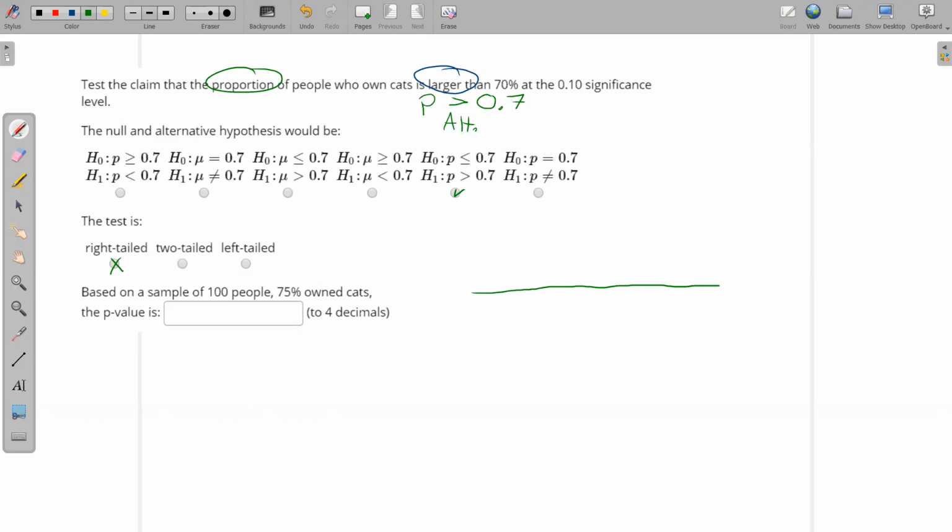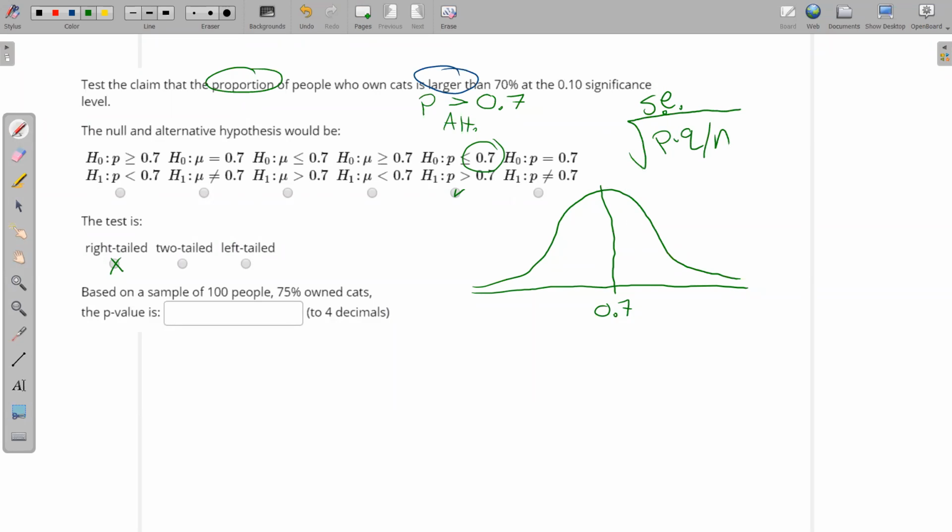So quick picture here. I hope you're drawing pictures all the time now. The null hypothesis value is what goes in the middle for a hypothesis test. So 0.7 is the center of my distribution here. And let's see, what else am I gonna need here? I'm gonna need the standard error for a proportion, and that is the square root of P times Q over N. And that tells me what the spread is, how far 1, 2, and 3 standard deviations is on either side. And then this right here, based on a sample of 100 people, I have 75% own cats.